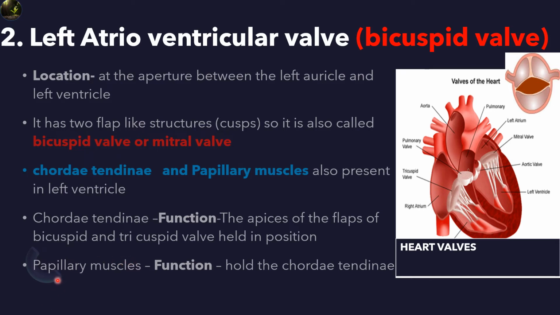Then papillary muscles. What is their function? They hold the chordae tendineae. They attach the chordae tendineae. Then from where do they arise? The chordae tendineae arise from papillary muscles.